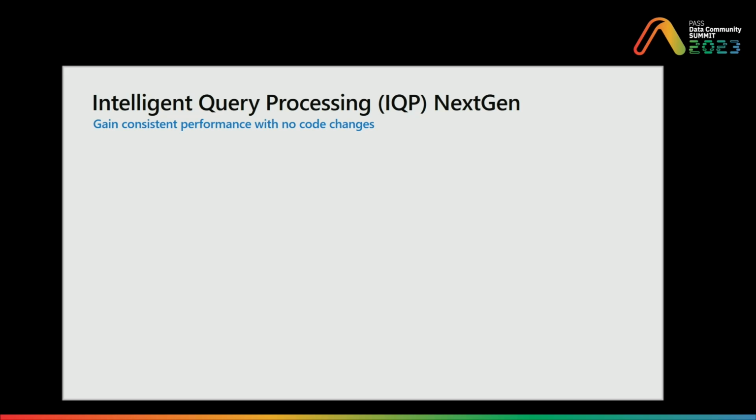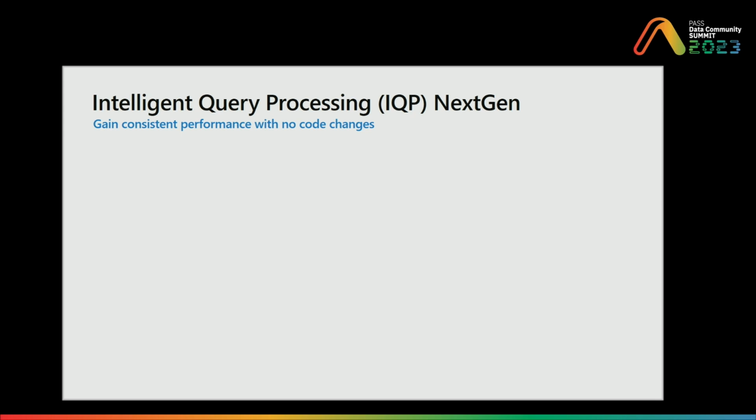So again, Query Store is one of those improvements that has been around for a while. We're improving it on its own, but I want to switch gears a little bit and give you a history or background on the IQP next gen, as we call it. We call it next gen because we keep improving the query processing. It's not something new in SQL 2022. We're building on top of existing improvements.